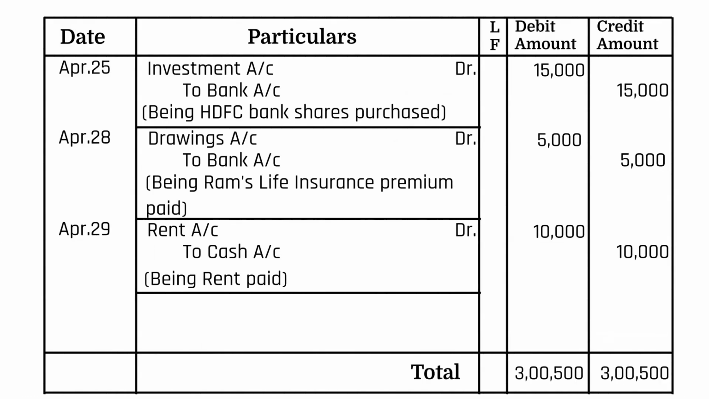In the end, we do the total of both the amount columns, which will be the same every time. This totaling of the journal is called casting. We can verify the totals of both the columns to be sure of our sum.